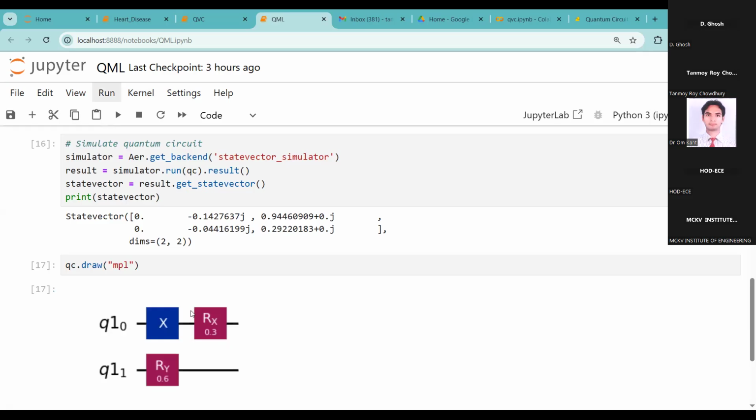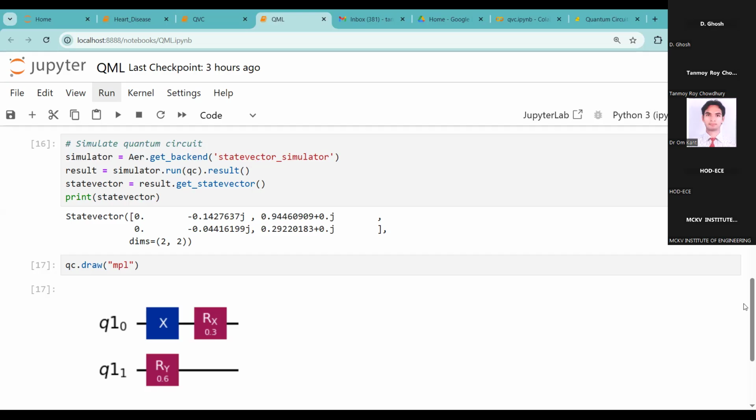Now you can do anything to encode 0.3 or 0.6. It's not necessary that you need to apply a NOT gate. You can apply a Hadamard gate. You can apply anything else. You can or you can omit this and see. So anything, but this data has to be there, 0.3 and 0.6. These are the data that have to be there.